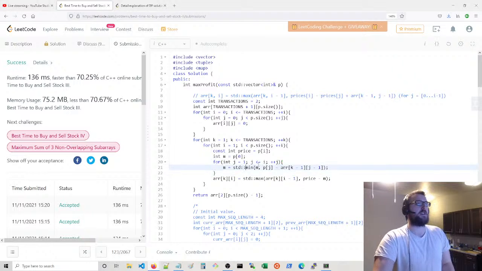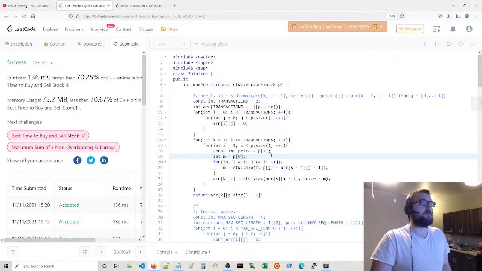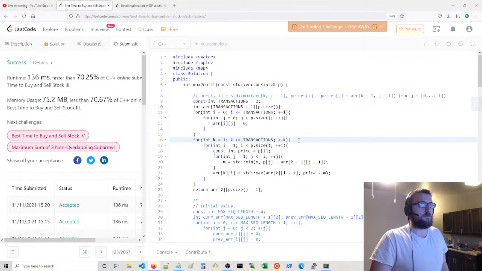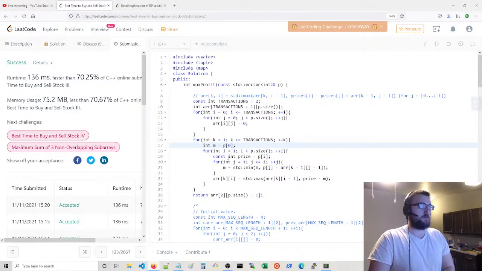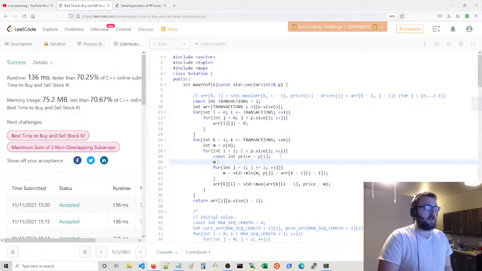What was suggested was that, hey, this is a lot of redundant work. You could just take this minimum and put it over here. And would I be able to see this redundant work? Probably not, quite frankly. But yeah, you could just update m to this minimum of itself and price minus array of k minus 1, and j minus 1 is just i minus 1.